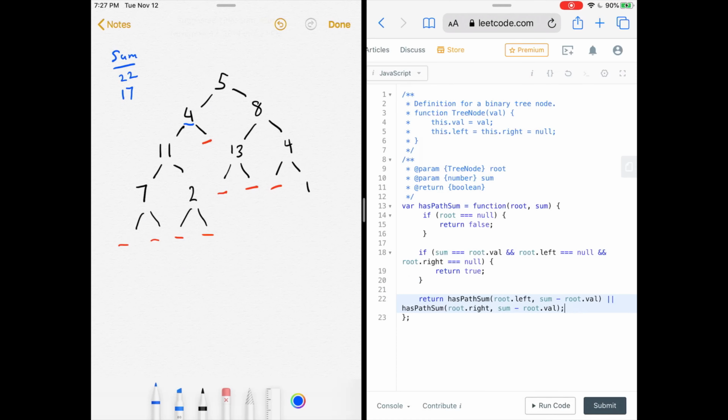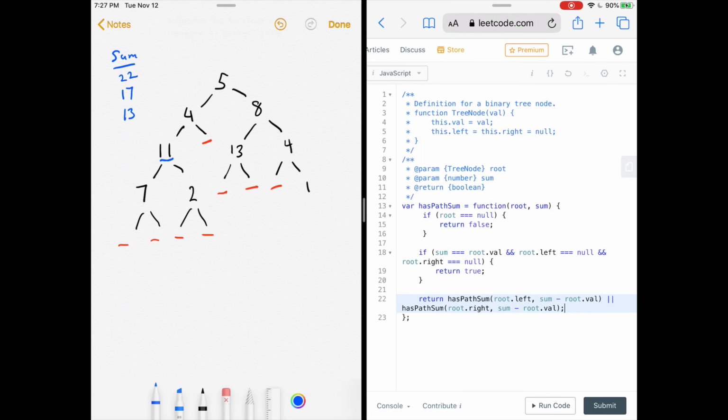Right, so we're at line 14. Does the node we're on equal null? No, it doesn't. It equals 4. Line 18. Does the value of the node we're on equal the total remaining that we need? No, it doesn't. So we'll subtract it from it. So what's 17 minus 4? That's 13. And we pass in the left side of our binary tree.